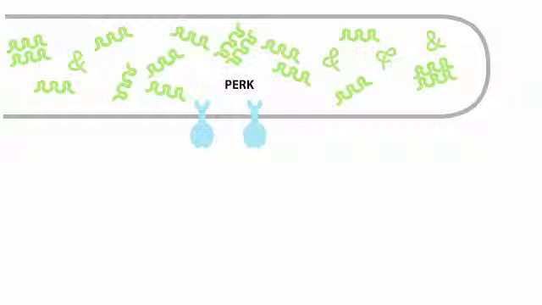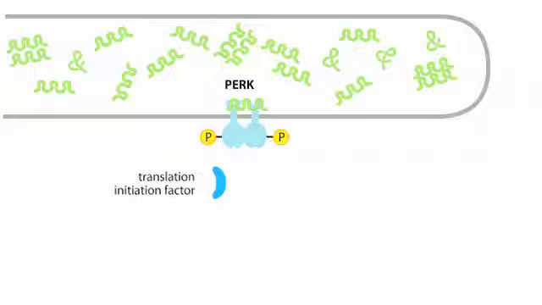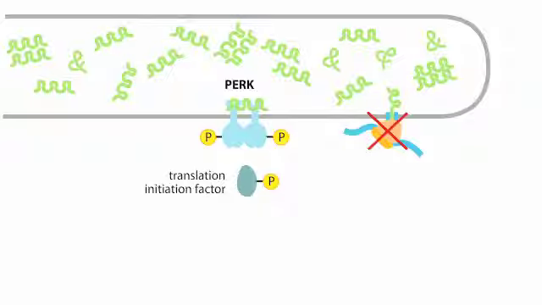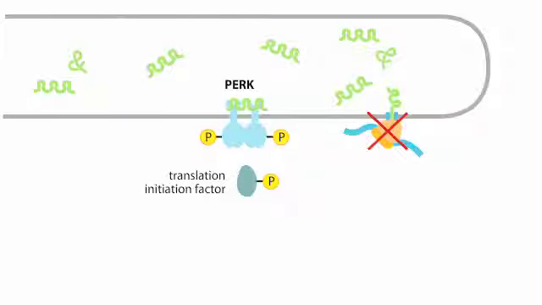Another sensor in the UPR, called PERK, is also a transmembrane kinase activated by the accumulation of misfolded proteins. Upon activation, PERK phosphorylates itself and then phosphorylates a translation initiation factor, thereby inactivating it. Inactivation of the translation initiation factor has 2 consequences. First, it inhibits overall protein synthesis in the cell. This reduces the influx of newly made protein into the ER and therefore decreases the load of proteins to be folded.